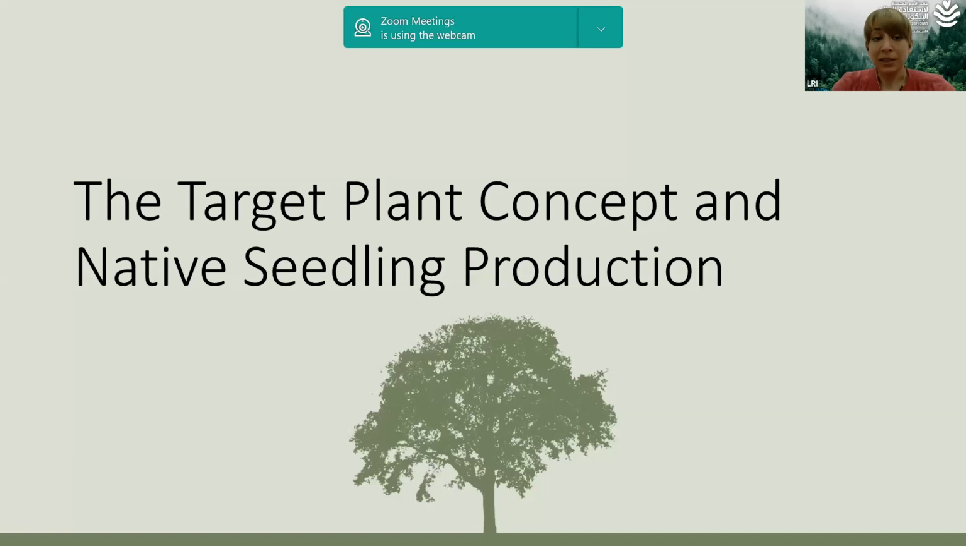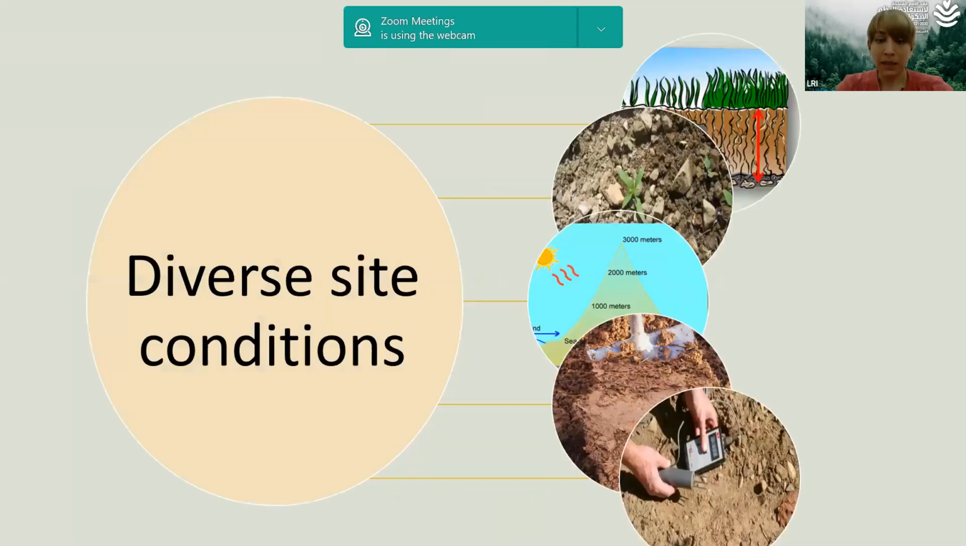So why do we need to focus on native seedling production? Knowing that we have different site conditions, even within our same project site, from different soil depths, soil textures, topography, sun exposure, and salinity, pH, very, very diverse site conditions that could exist within the same project site.